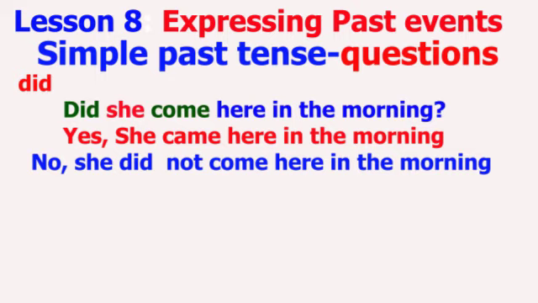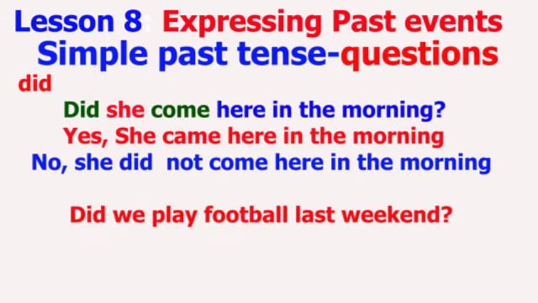Another sentence, for example, is did we play football last weekend? Did we play football last weekend? Again, we are using did in asking questions, and then after did we are adding a subject, which can be a pronoun or a noun. Here it is a pronoun, we say we, did we, and then the verb is on its basic form, play. Okay, so we are saying did we play football last weekend?